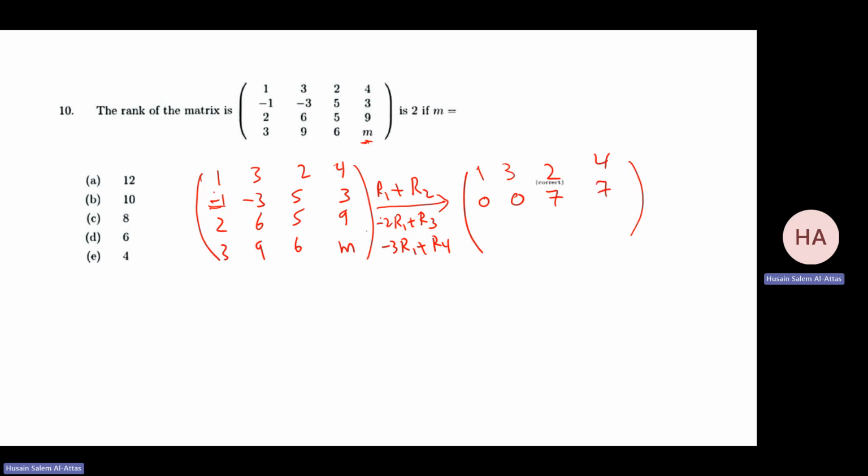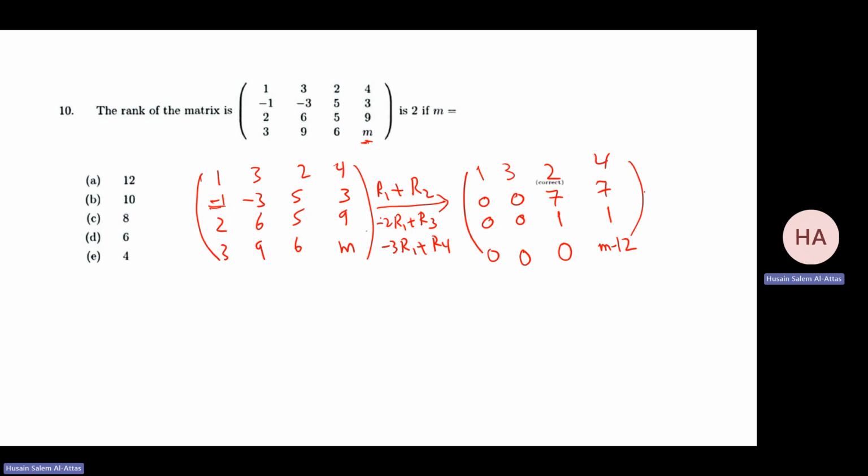Now multiply by minus 2 and add, that will be 0. Minus 6 and plus 6, that will be 0. Minus 4 plus 5, that is 1. Minus 8 plus 9, that is 1. Okay, last one. Multiply by minus 3 and add, that will be 0, 0, 0, and M minus 12.